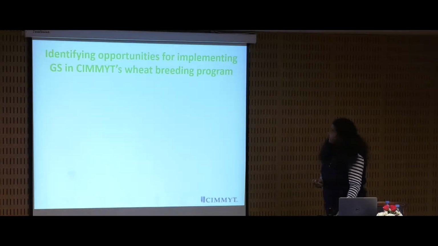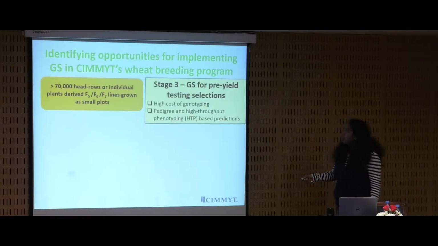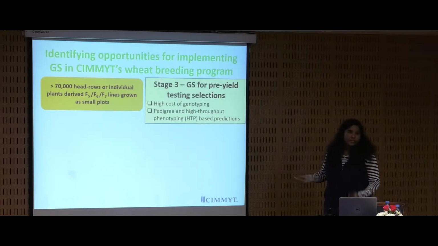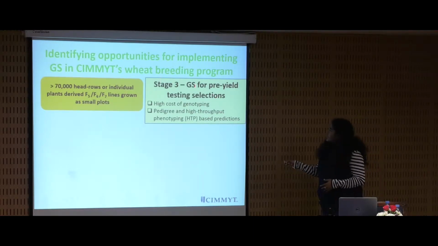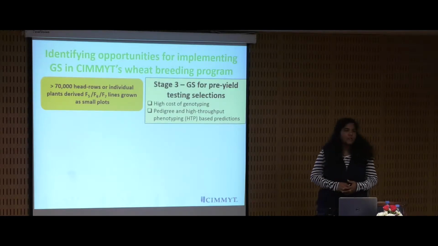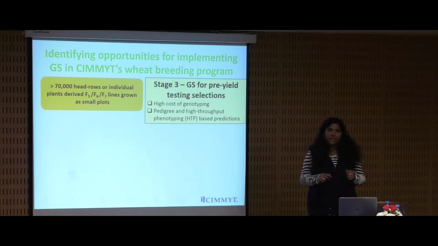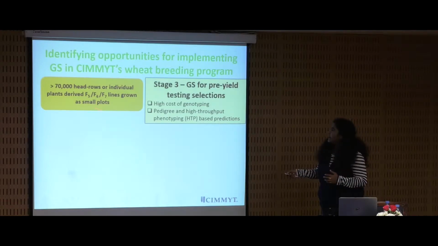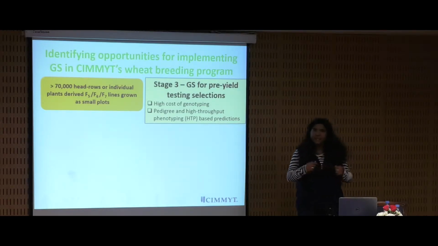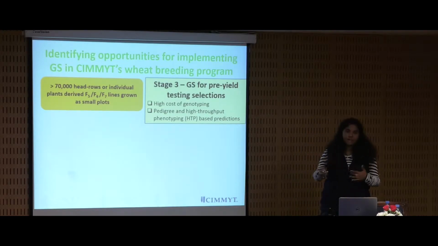And then moving on, we have the next stage, which is before yield trials, before your yield testing stages, and that's the pre-yield testing. And again, you have about 70,000 head rows there. So this is again a huge number of lines for genotyping, and they are usually grown as small plots, 1 meter plots, and then in the yield trials, you'll have larger plots.